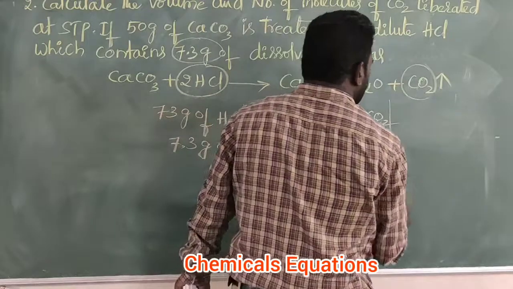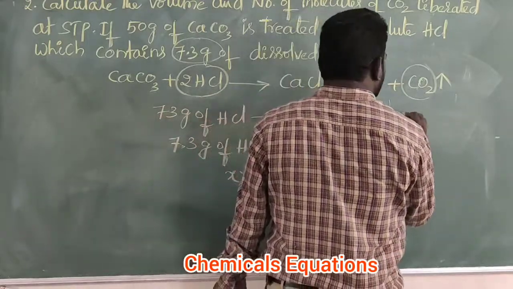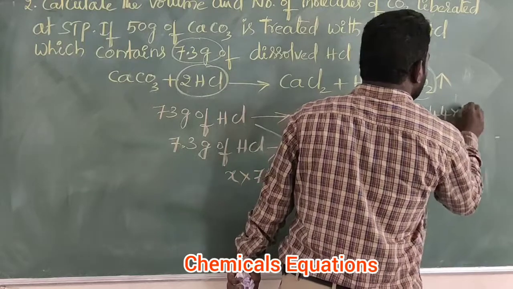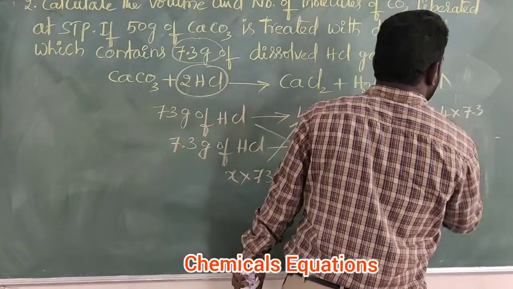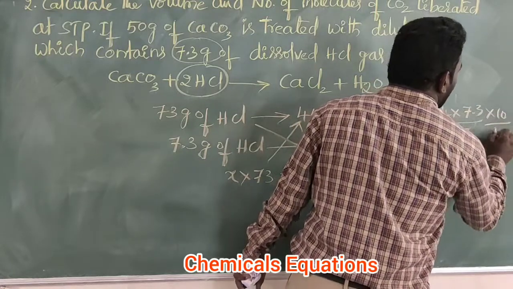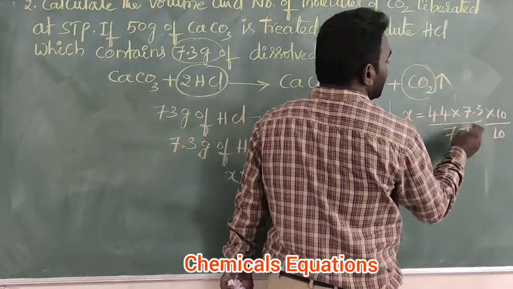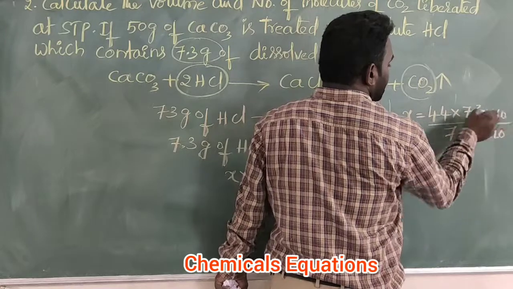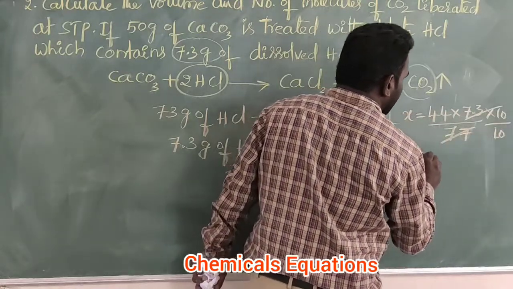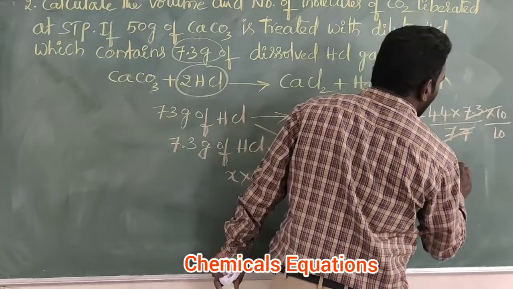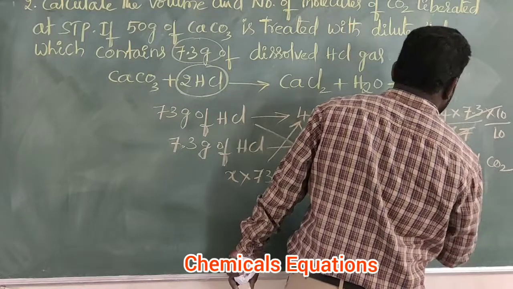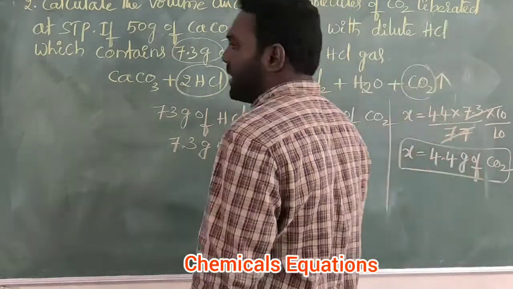So X equals 44 into 7.3 by 73. Here 7.3 is multiplied by 10 and divided by 10, so 7.3 into 10 is 73. This 73 cancels once, and then X equals 4.4 grams of carbon dioxide.